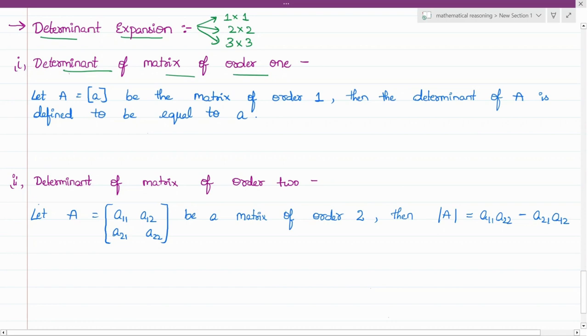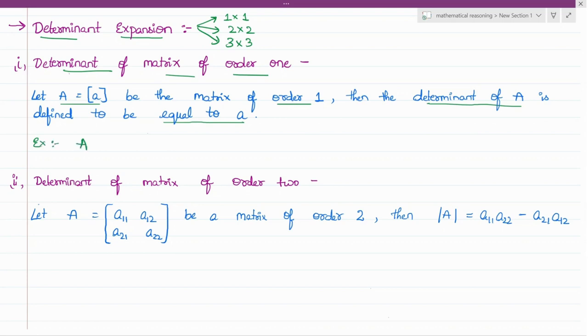So the first one, the determinant of a matrix of order 1, that is 1 cross 1. If A is a matrix of order 1, then the determinant of A is defined to be equal to A. For example, if a matrix A is [3] of order 1 cross 1, there is one row and one column, then the determinant of this matrix, which is also represented like this, is equal to the determinant of [3], that is equal to just 3.